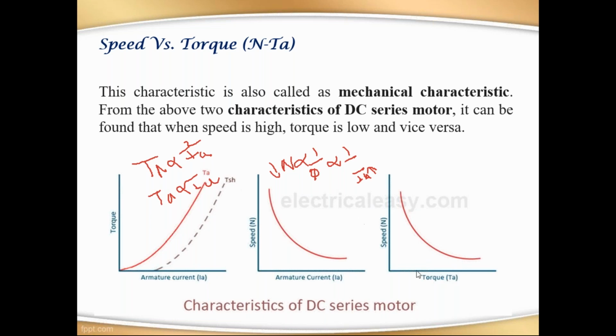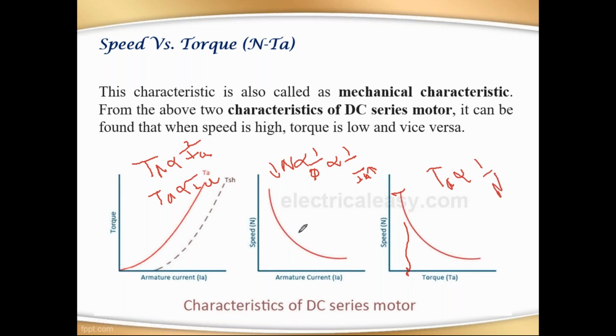So from these two relations, finally tell me the relation of armature torque to speed. Directly proportional or inversely proportional? Inversely proportional. From the graph itself you can observe that at the start, this is the value of armature torque, because armature torque and armature current are both directly proportional. And this is the value of armature torque. So when armature torque is low, the speed is very high. So it means that the armature torque is inversely proportional to the speed.